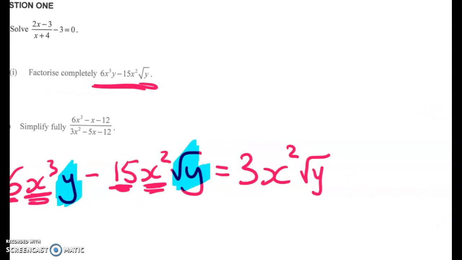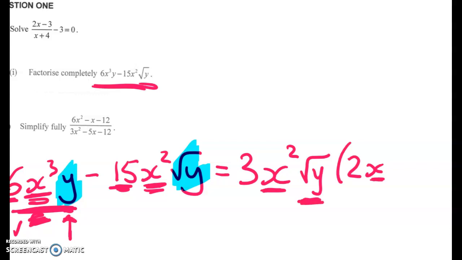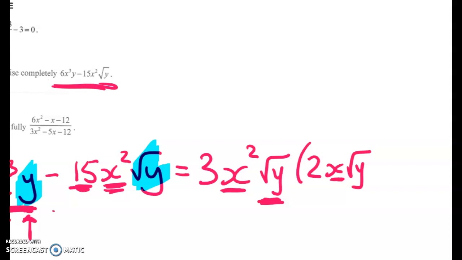And now we have to just match everything up. So how do I get back to 6x cubed y? Well, I have to multiply by 2 to match up the 6, and I have to multiply by x to match up to the x cubed, right? Because I've got the x squared here, so I need to have the x here. And with the y's, I need to have y, and I've got root y as my common factor, so it's times root y. Now look at the second term and do the same thing. We have to match up to minus 15x squared root y, so we need minus 5. We've already got the x squared, and we've got the root y. So that's all there is to it for that one there.